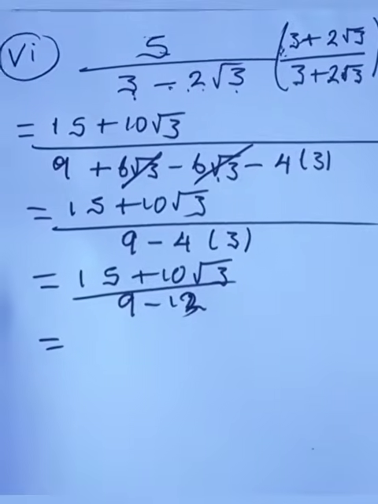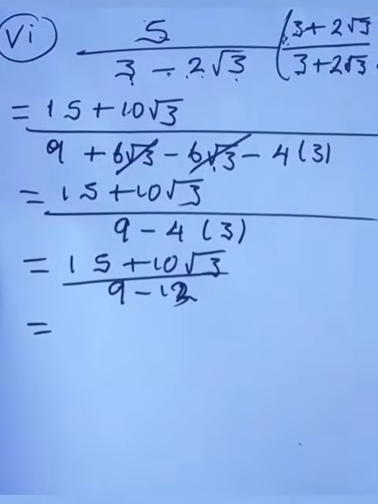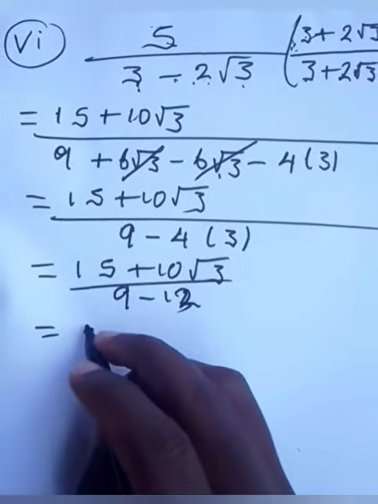So let's proceed with the simplifying. What is 9 minus 12? 9 minus 12 is negative 3. So first you write the numerator.